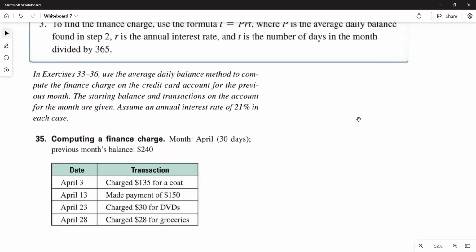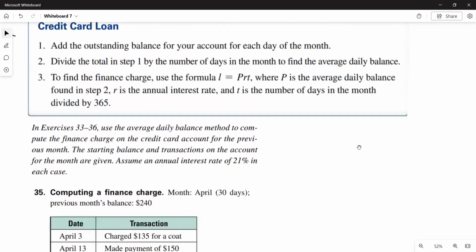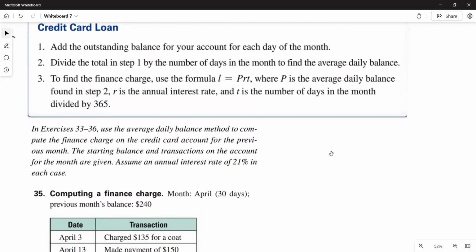Okay. So in exercise 35, we're going to use the average daily balance method to compute the finance charge on the credit card account for the previous month. The starting balance and transactions on the account for the month are given. Assume an annual interest rate of 21% in each case. So how do we compute the finance charge? That's going to be PRT, where T is the number of days in the month, in this case 30/365.